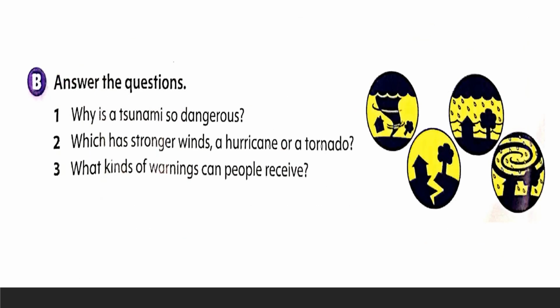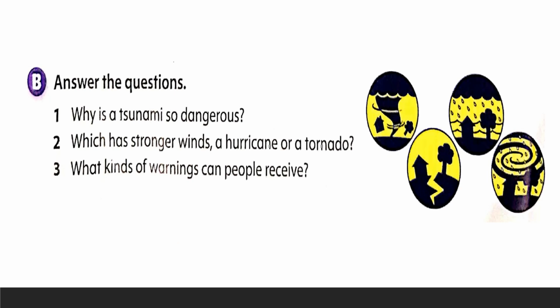Now, exercise B we have three questions, and you have to answer these three questions. First question says, why is a tsunami so dangerous? What do you think, students? Why is tsunami so dangerous? Tsunami travels very fast, and that is why whatever comes on its way, it destroys it completely. It pushes huge amounts of water on the land, and nothing can be done. So tsunamis are really very dangerous.